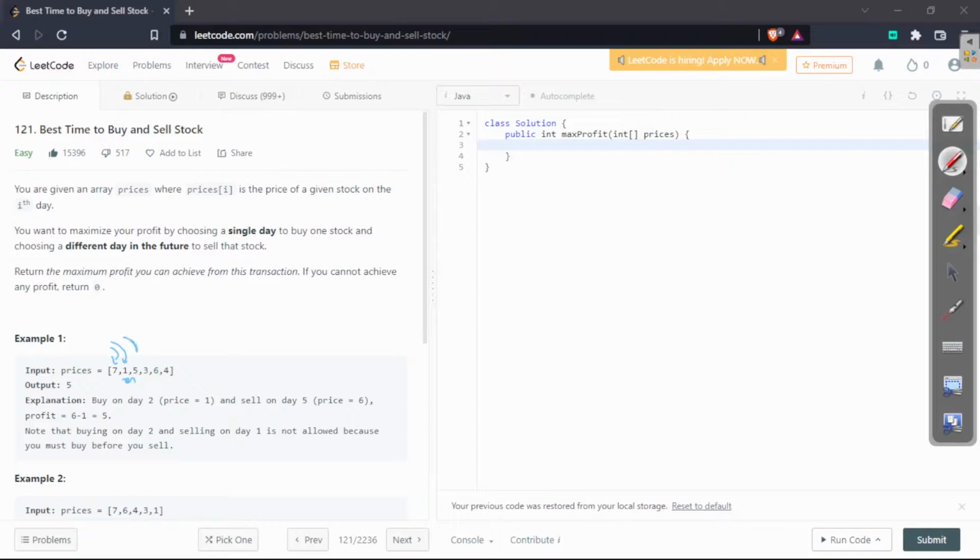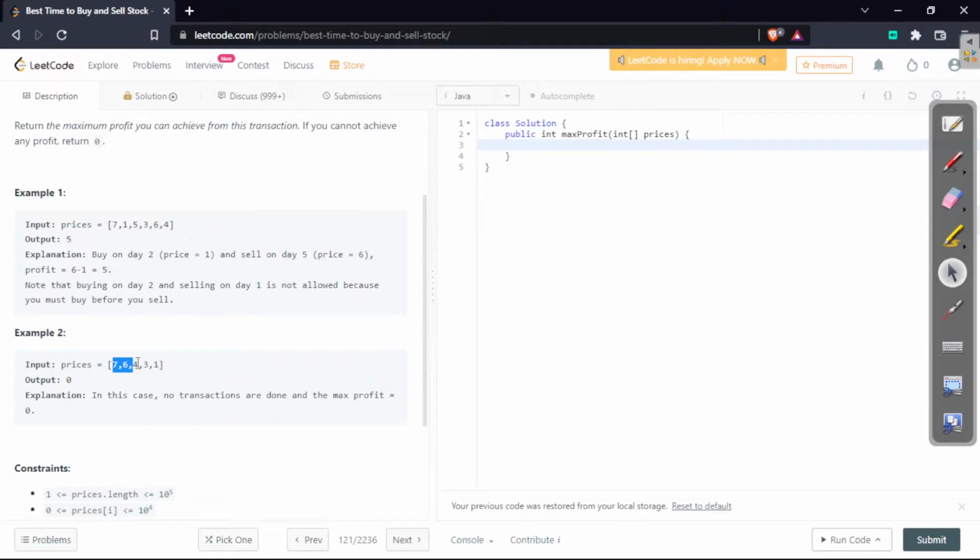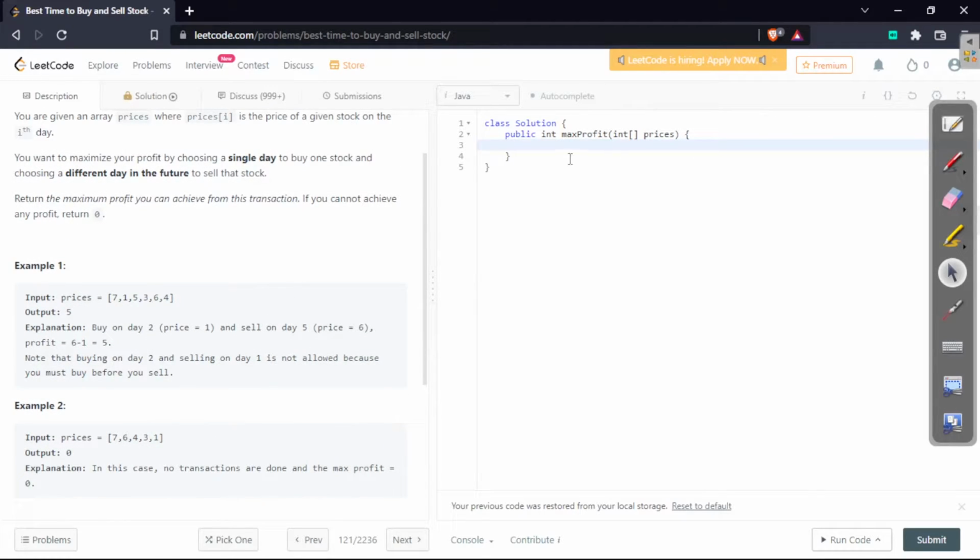If we sell on day 3, the profit is 4. If we sell on day 4, the profit is 2. If we sell on day 5, the profit is max, that is 4. Let's see this other example also. In this example, the array is gradually decreasing, so there will be no profit and only loss. So the net profit is 0.